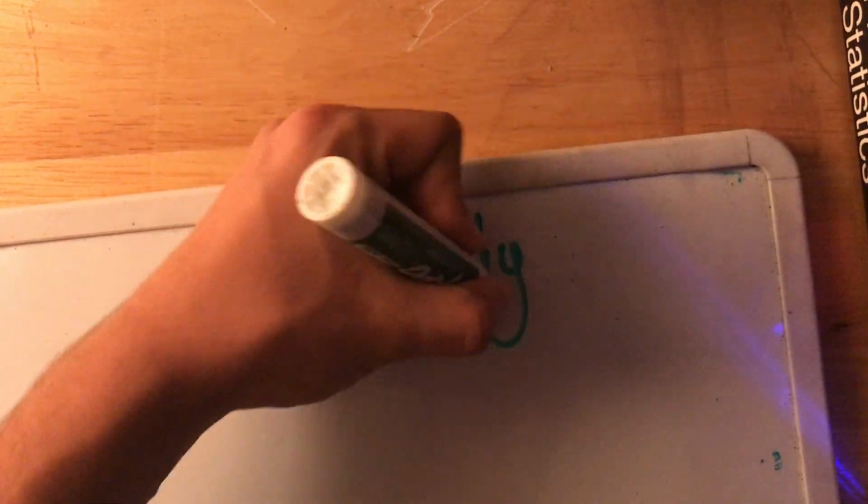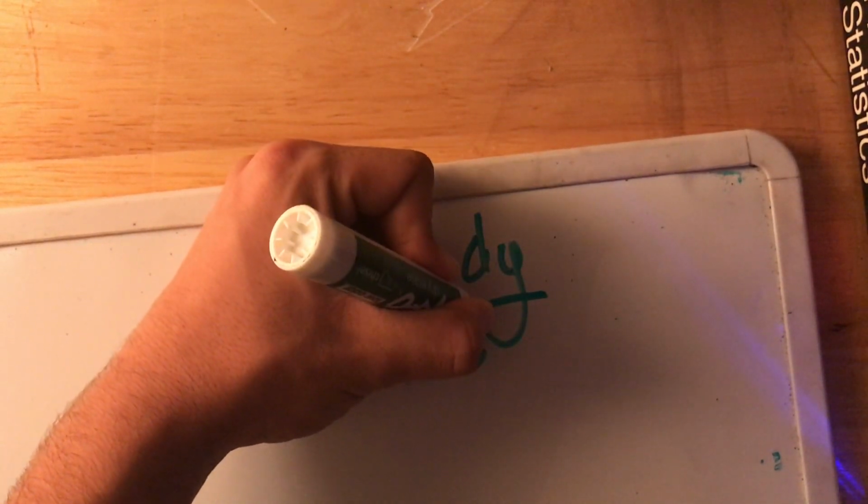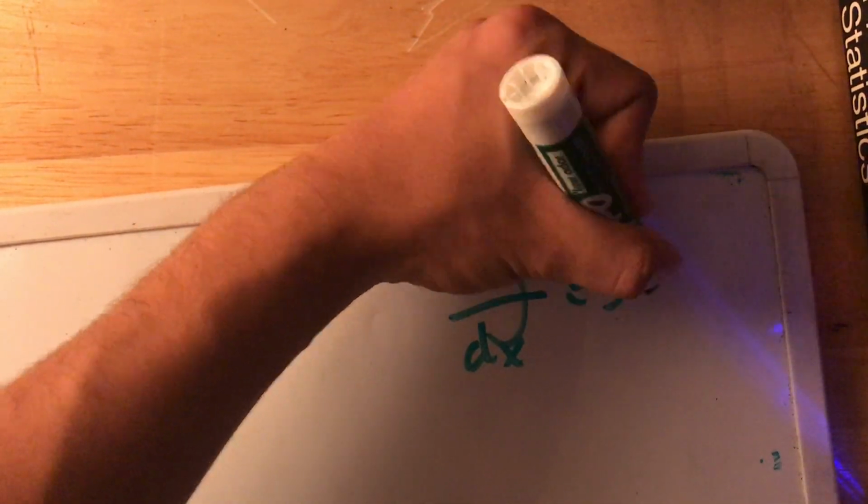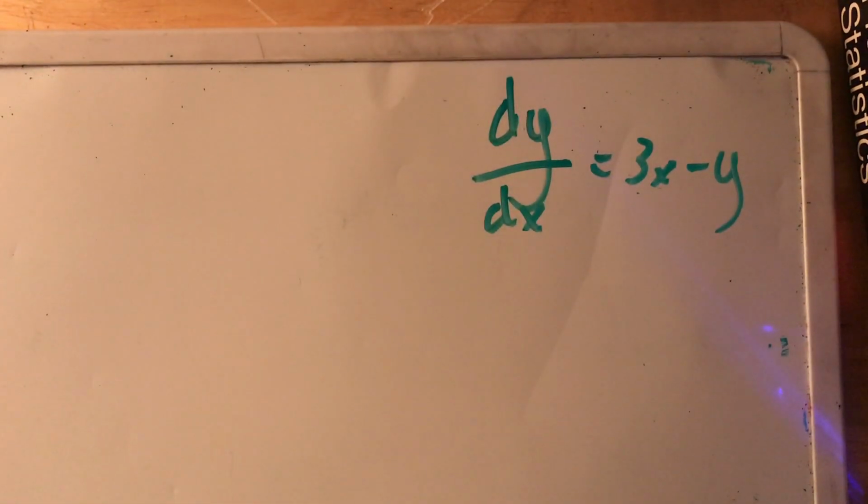And there's another set of examples that's a bit more complicated that appears on Khan Academy a lot. So I'm going to take this one straight from Khan Academy. That way I don't have to come up with it on my own. And it says dy/dx is equal to 3x minus y. And I'll read it out loud.